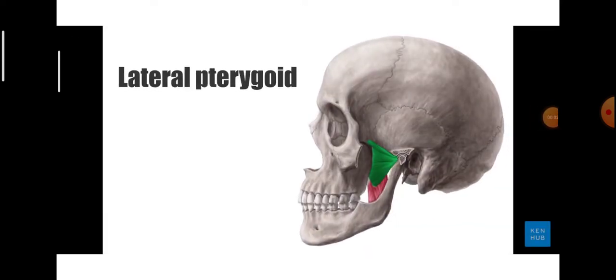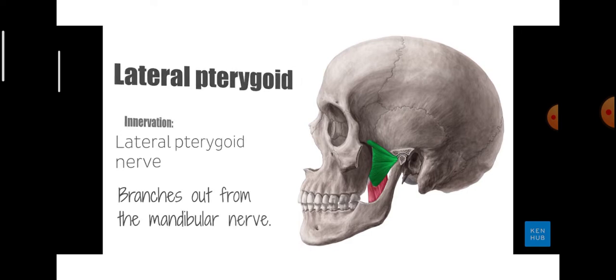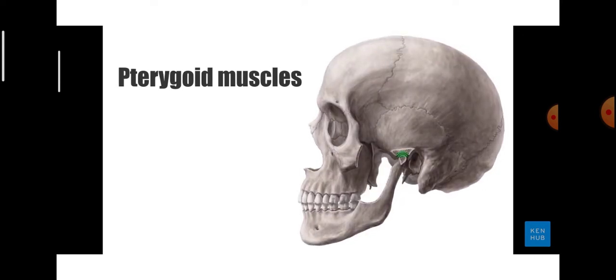The lateral pterygoid muscle has two heads which lie almost horizontally to each other. The small superior head runs from the infratemporal crest of the sphenoid to the articular disc of the temporomandibular joint. The much larger inferior head courses from the pterygoid process of sphenoid to the condylar process of mandible. Due to its anatomy, palpation of the lateral pterygoid is quite difficult. This muscle is innervated by a nerve with the same name, the lateral pterygoid nerve, which branches out from the mandibular nerve. The pterygoid muscles are muscles of mastication.